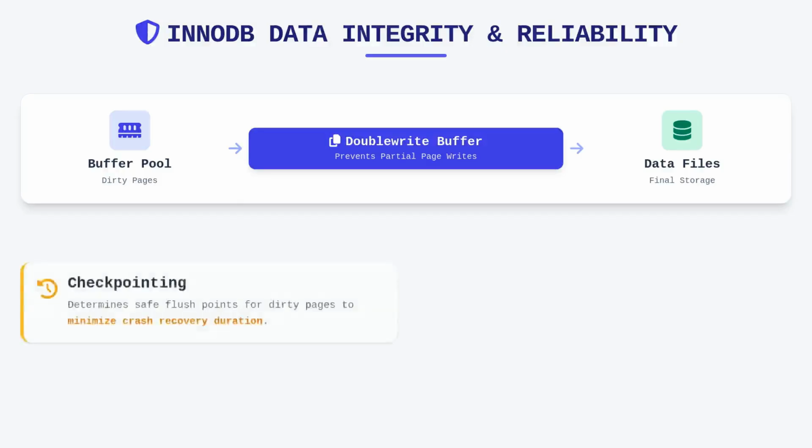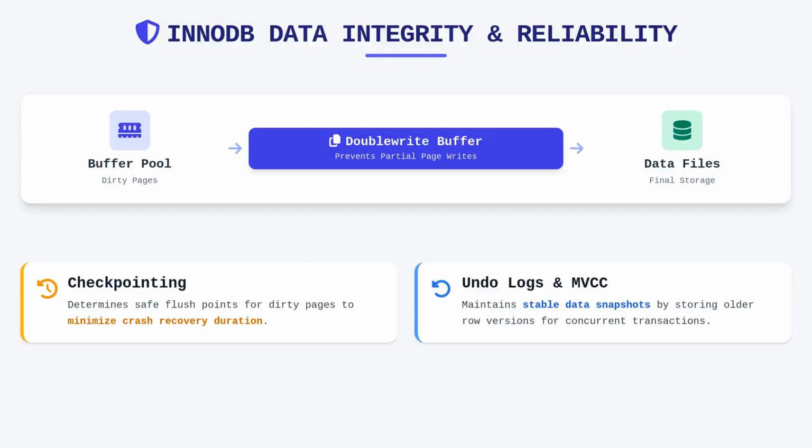We will also cover checkpointing, the process by which the engine determines which dirty pages in the buffer pool are safe to flush, thereby limiting the duration of crash recovery cycles. Finally, we will examine how undo logs support multi-version concurrency control by maintaining older versions of rows for transactions that need to see a stable snapshot of the data.